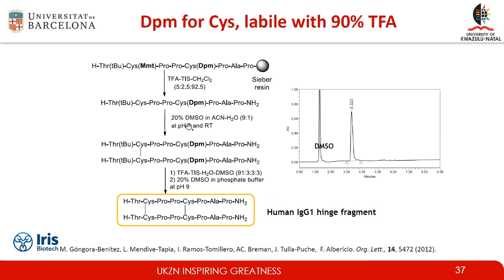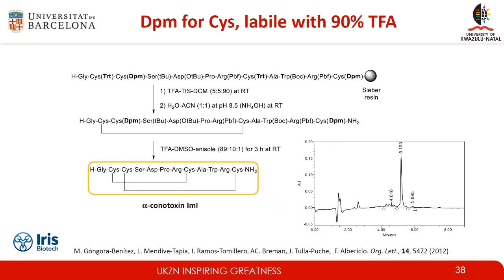We make oxidation with dimethyl sulfoxide. We have the first disulfide bridge, and then we remove with 90% TFA. We remove the second protecting group, and we make oxidation with dimethyl sulfoxide, and we have here the parallel dimer. A little bit more complex.